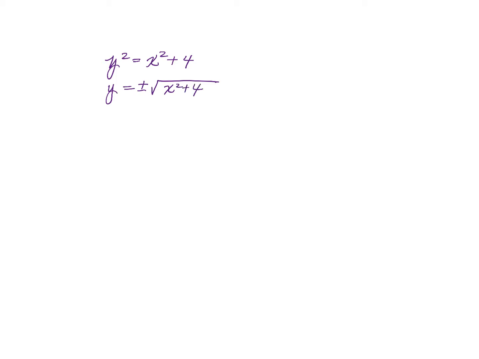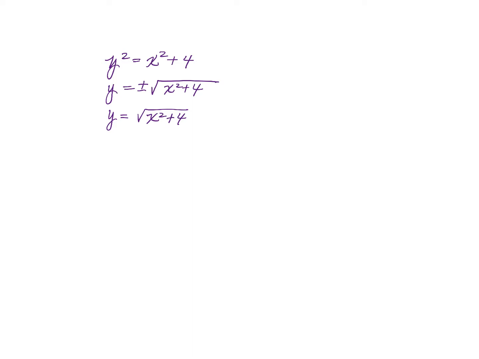And if we just wanted the top half of this parabola, we would take the positive root, so it would just be the square root of x squared plus 4. And if we wanted the bottom part of it, we would take the negative side. But let's go ahead and just consider the top part.